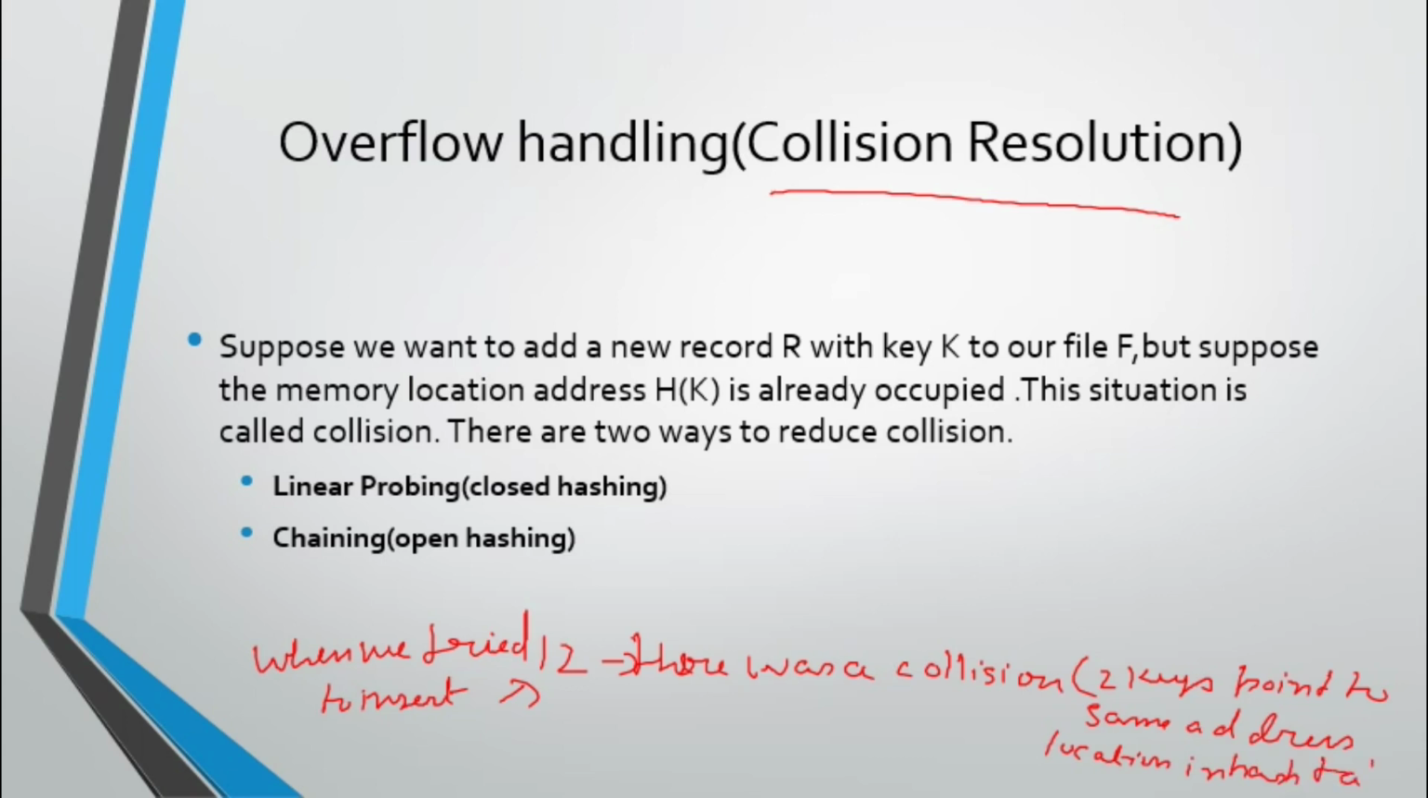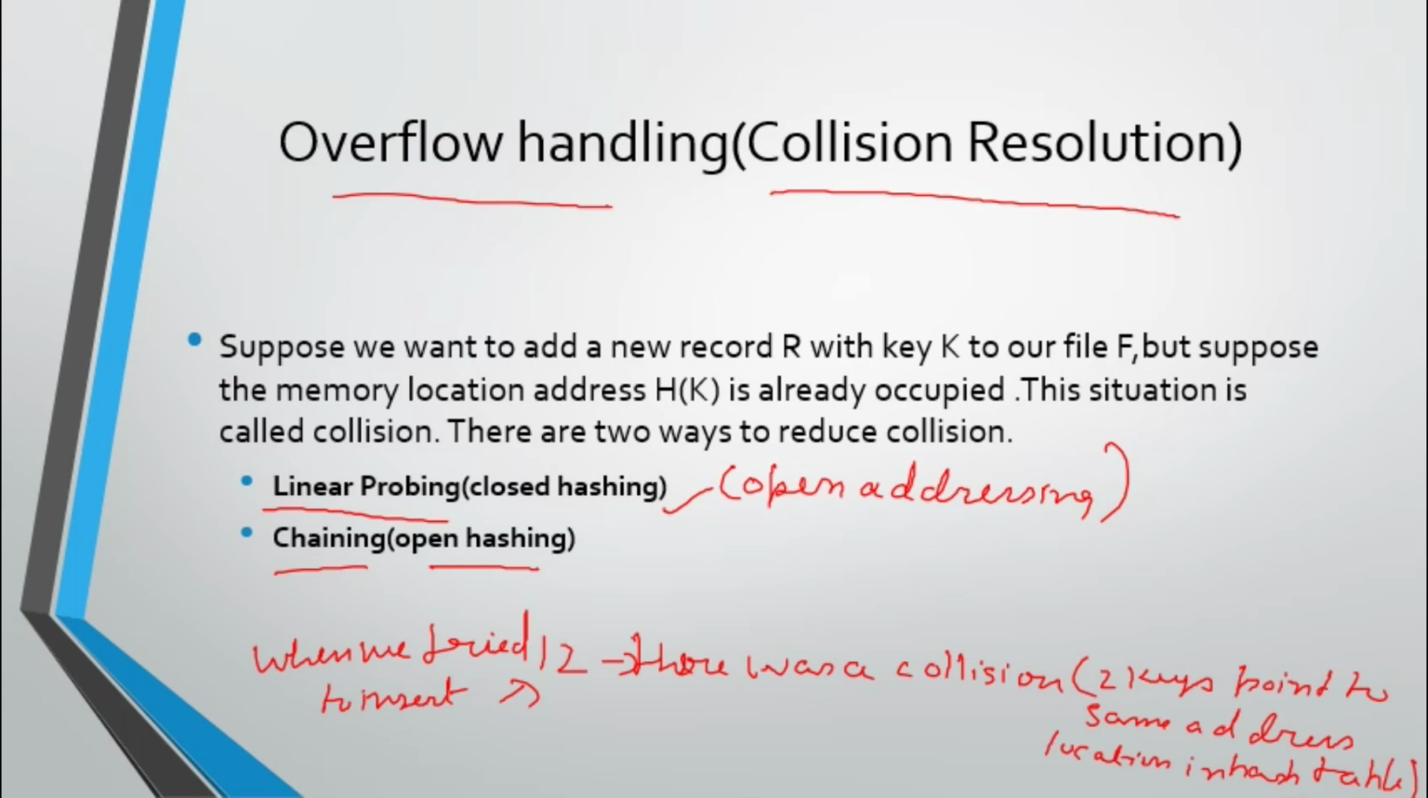In a hash table, when that comes, we have two ways of handling it. One is linear probing, also called closed hashing or open addressing. The next one is chaining, which is also called open hashing. So how do you handle overflow? Overflow is the overflow of keys.